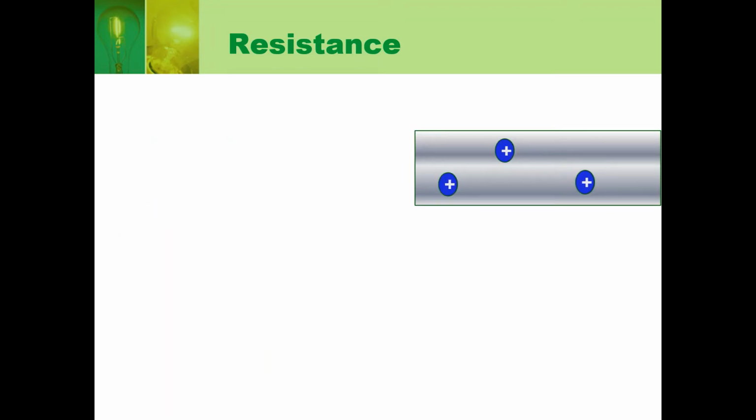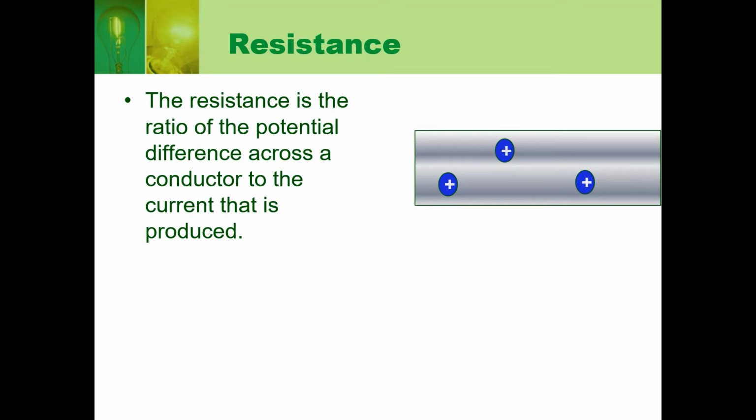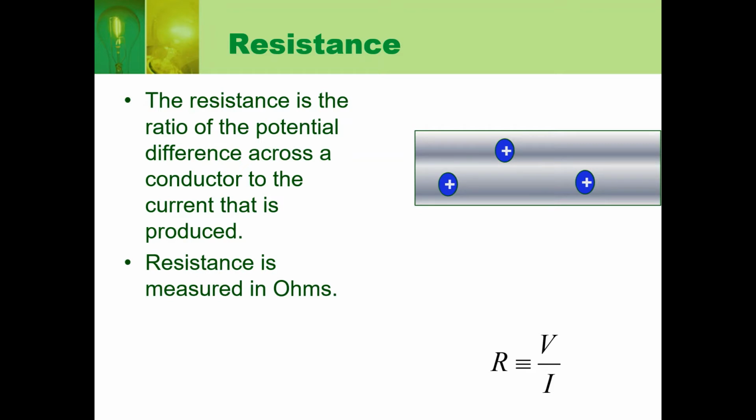Let's see if we can quantify this concept of resistance because different conductors will have different amounts of it. The resistance is defined as the ratio of the potential difference across the conductor to the current that is produced in the conductor. This is a definition. It is not a derived formula. Resistance is measured in a quantity called an ohm. So, if a potential difference of 1 volt produces a current of 1 amp through a conductor, then that conductor has a resistance of 1 ohm.